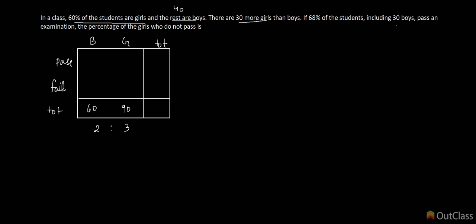It is given that 30 boys pass. So that's 30 pass, 30 fail. And it's given that 68% of all of the students pass. So that's a total of 150 students, of which 68% passed. 68% of 150 is 102, which means that 72 girls have passed and the remaining 18 have failed.